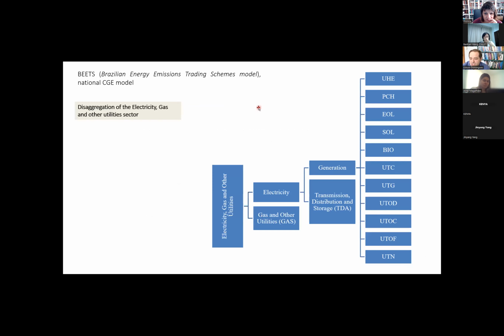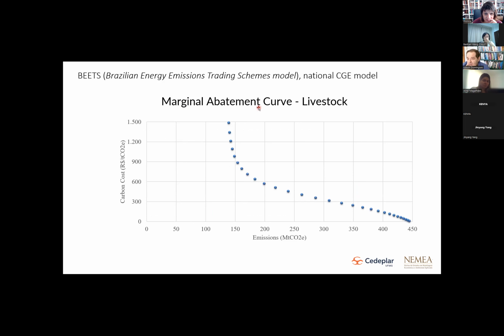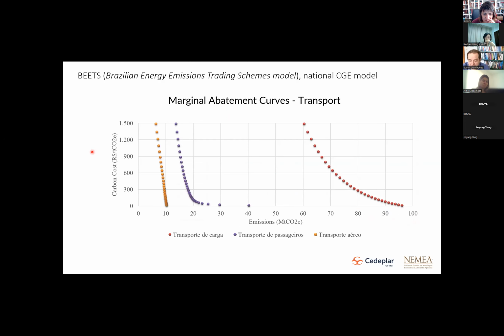And with this model and our sectors, we can estimate this marginal abatement curve. For example, if we look at livestock, you can see if the carbon cost is around 300 reais, which would be around $60 per ton, how much emissions would decrease from the level that we have in the sector with no carbon price. So we have been estimating this data for lots of sectors in some papers, trying to understand which sector would be more affected if they have a carbon price or carbon tax in place. So this is just one example of what we have from this model we have done in this dissertation.